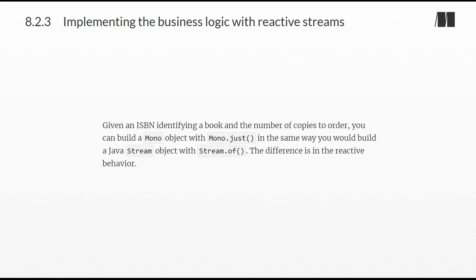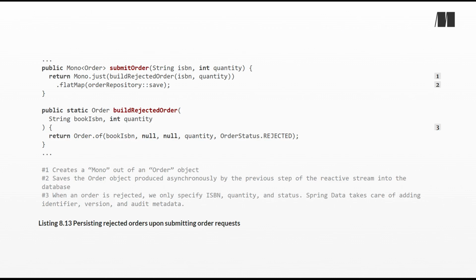Given an ISBN identifying a book and the number of copies to order, you can build a Mono object with Mono.just, in the same way you would build a Java Stream object with Stream.of. The difference is in the reactive behavior. You can use the Mono object to start a reactive stream and then rely on the flatMap operator to pass the data to OrderRepository. Add the following code to the OrderService class and complete the business logic implementation. Listing 8.13, Persisting rejected orders upon submitting order requests.